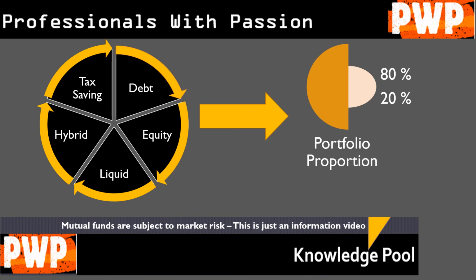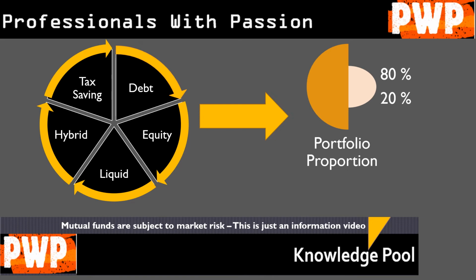So what is the best portfolio? A portfolio is a combination of funds. The best portfolio is 80% invested in equity and 20% in debt funds. And if you have something in a liquid part, that is well and good, because the debt part is a safety.